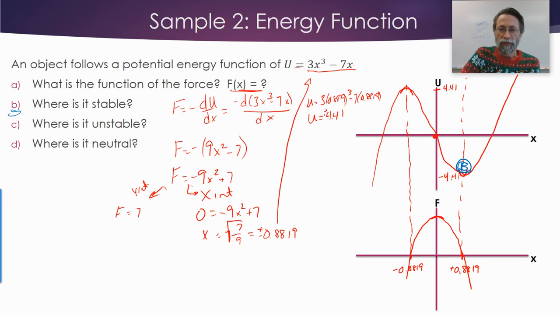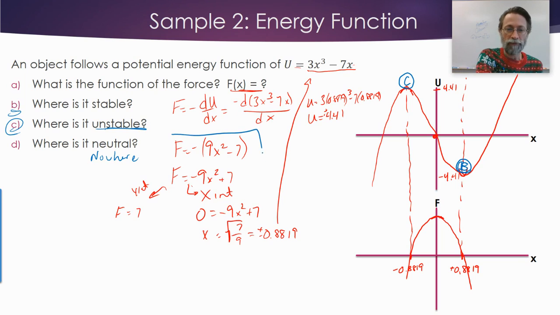Then where is it going to be unstable? It's particularly going to be unstable up here. I'm going to put a C there because that's my C. Although it is unstable at all those other points too, it's the most unstable at that point. And then I want to talk about where it is neutral. Is there any place on here where if I bump it slightly, it's not going to really move much? The answer to that is nowhere, because there are no flat surfaces at that point where it's unstable. So we end up with a force function graph of this.